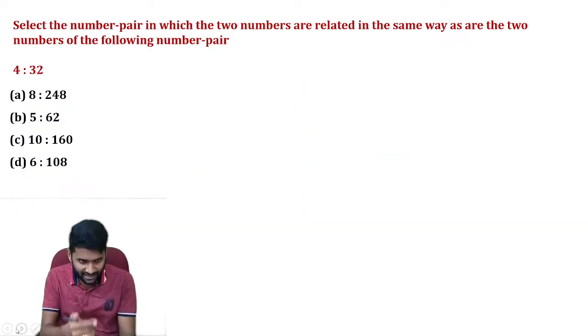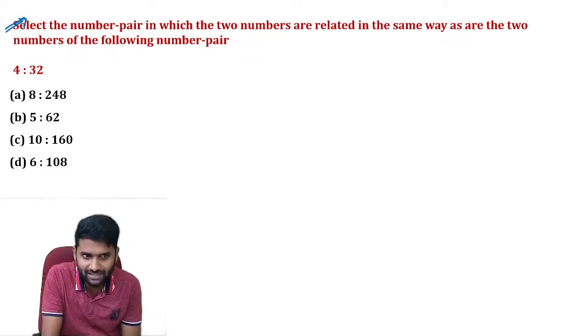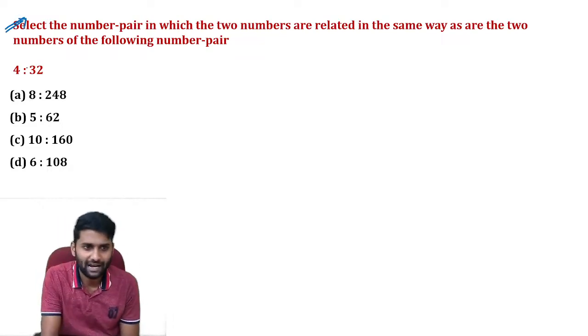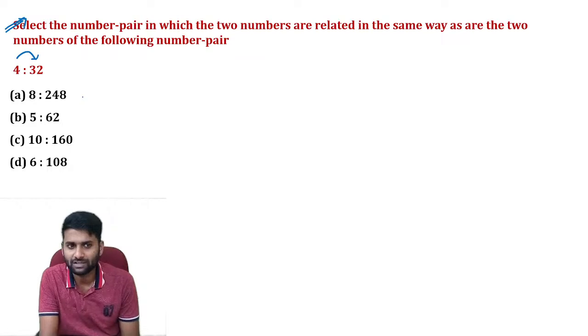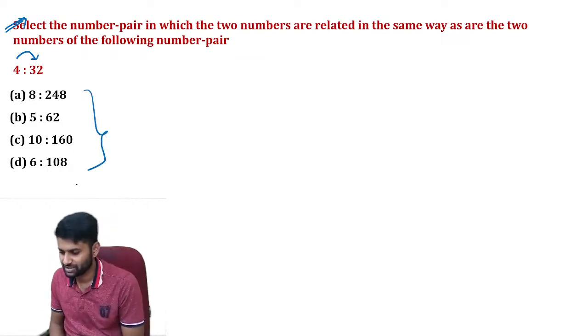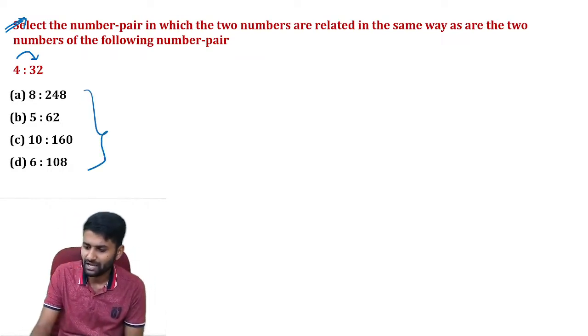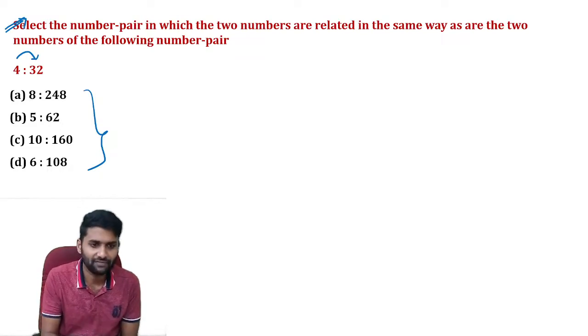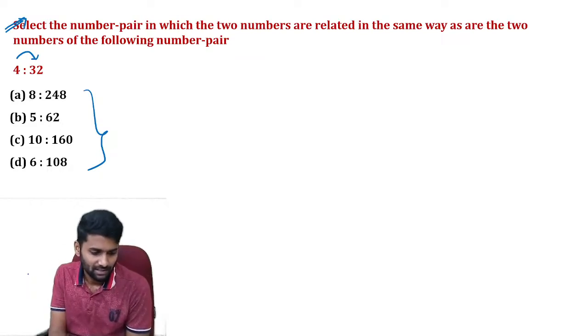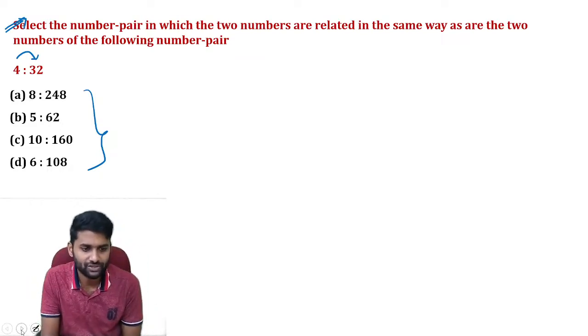Now guys, try to solve this question and post your answers in the comment section. Just identify the relation between 4 and 32 and apply the same relation. Try to solve that question and you can post it later, after the session, in the comment section. Let's move on to the next question.